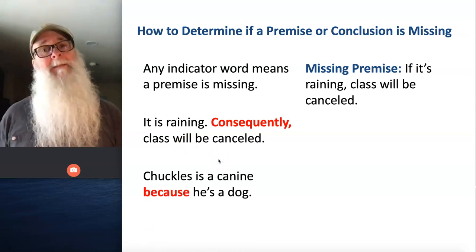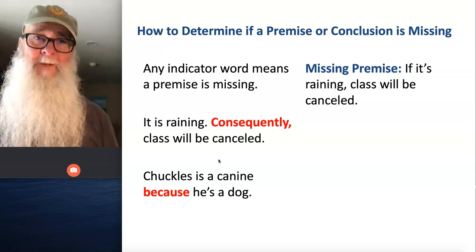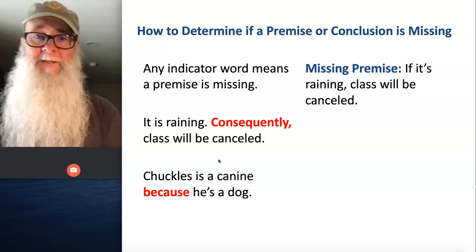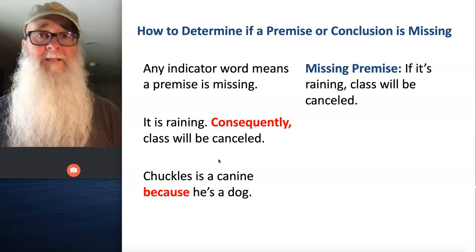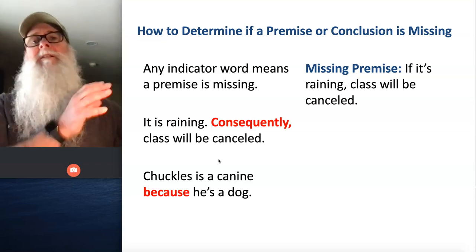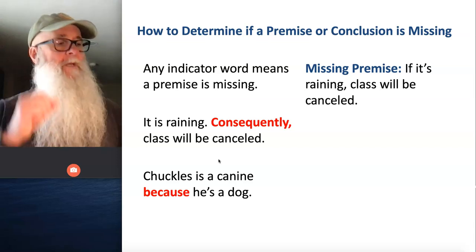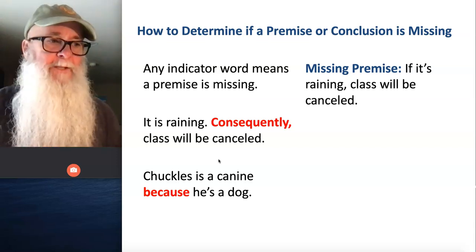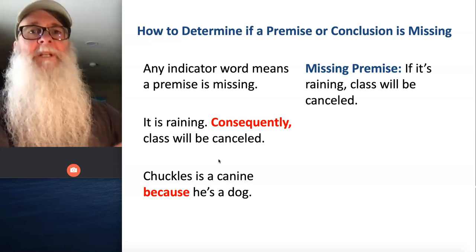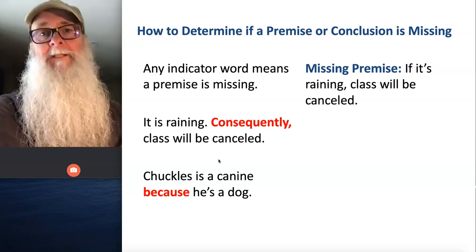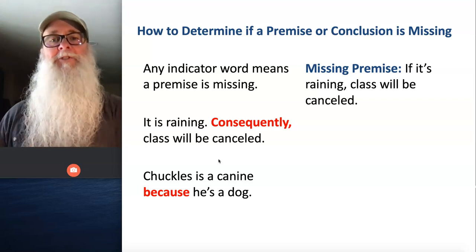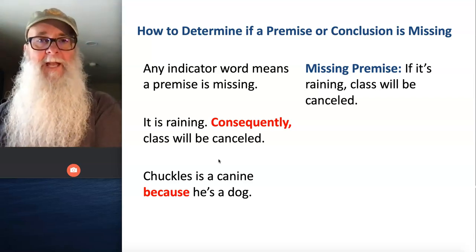All right. Now the same sort of principle or a similar principle is at play with premise indicators. So take a look at this argument. Chuckles is a canine because he's a dog. Because is a premise indicator. It tells us that the sentence coming up is being offered to you as a reason. I'm telling you something, and here's the reason I think what I just told you is true. It's because Chuckles is a dog. That's why I think it's true that Chuckles is a canine, okay?